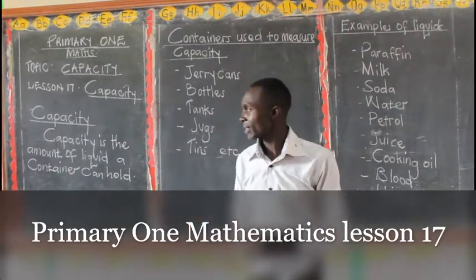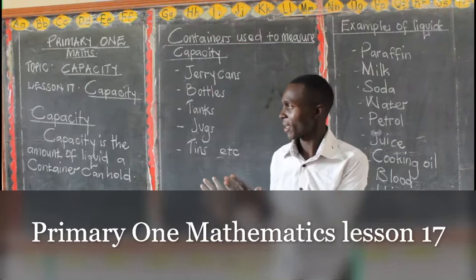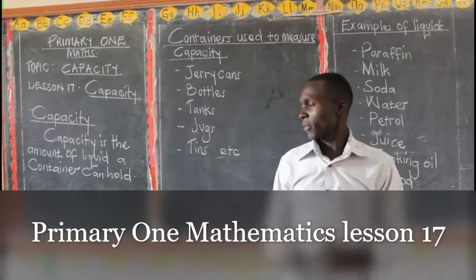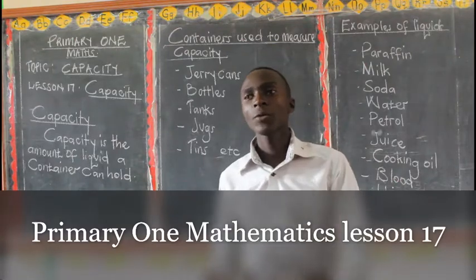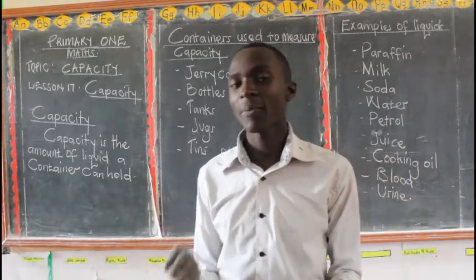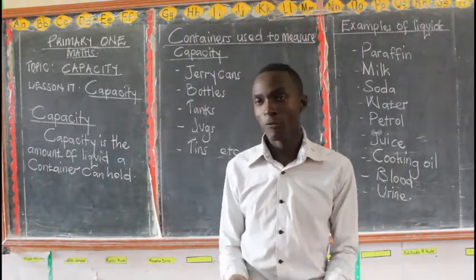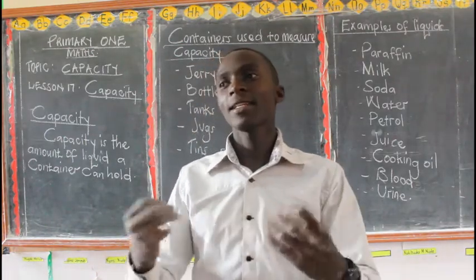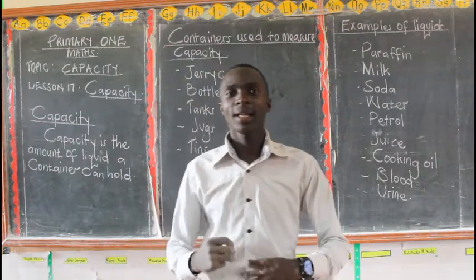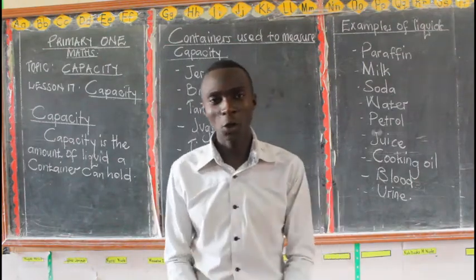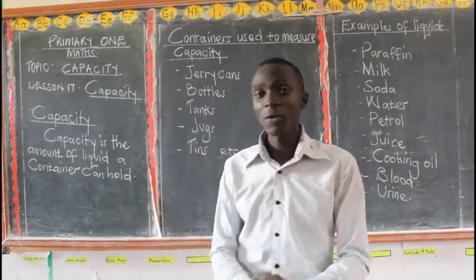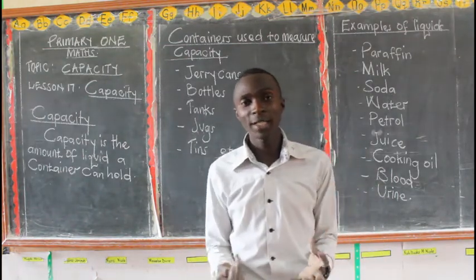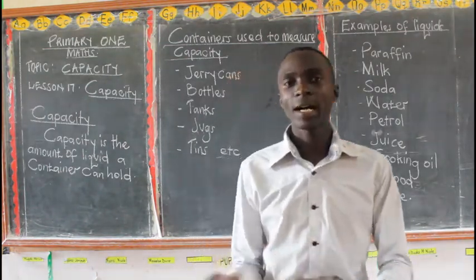We see capacity as the amount of liquid in a container, or the amount of liquid a container can hold. That is capacity. If you come across any question that asks what is capacity, capacity is the amount of liquid that a container can hold. We can see examples of containers which are used to measure capacity.